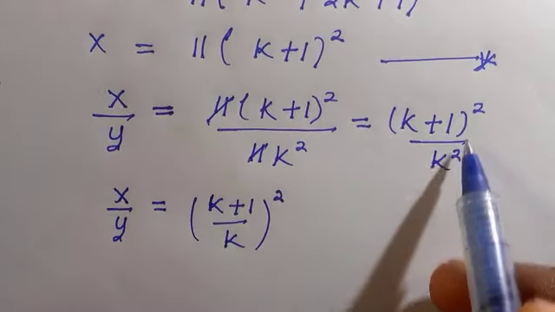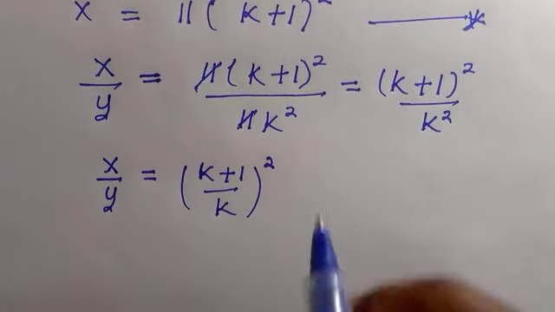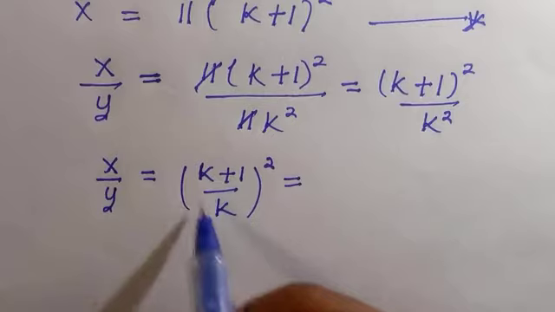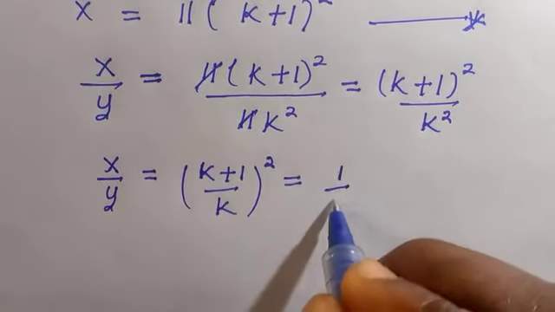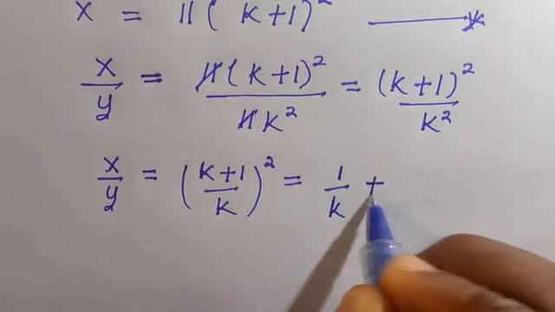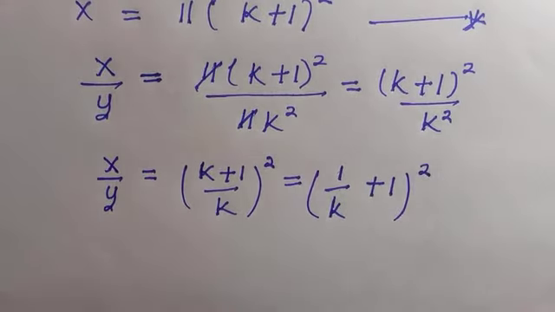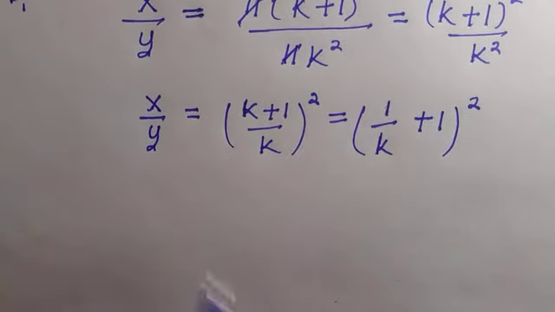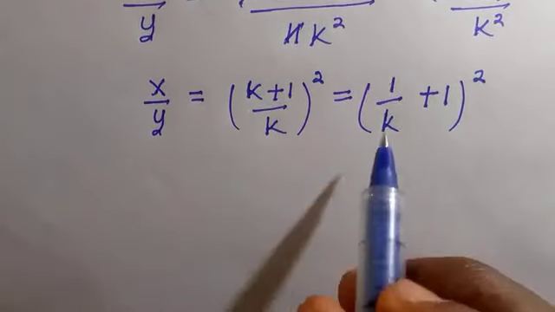Why did I do this? Because both of them are having a square, so I can combine them to share one square. The reduction of this becomes 1 plus 1 divided by k, all raised to power of 2. So on getting this as the value of x divided by y, can we now get the maximum of x divided by y?